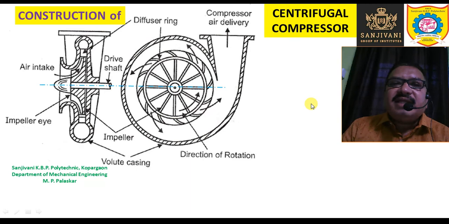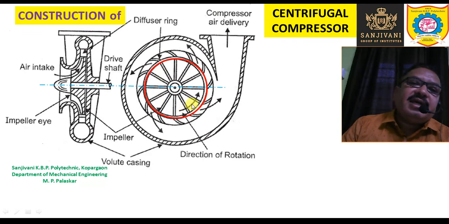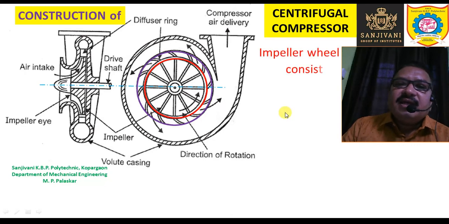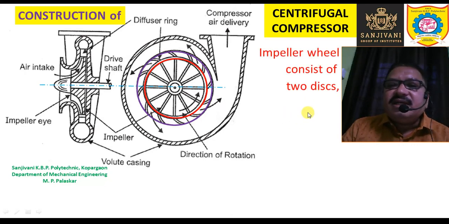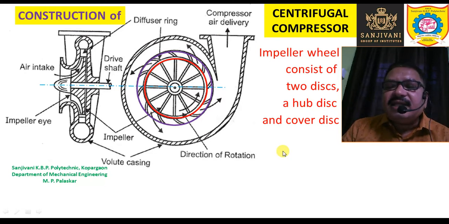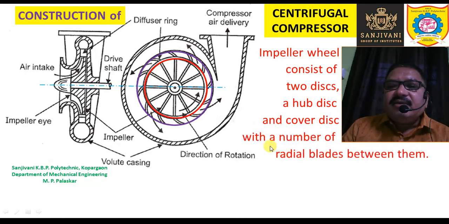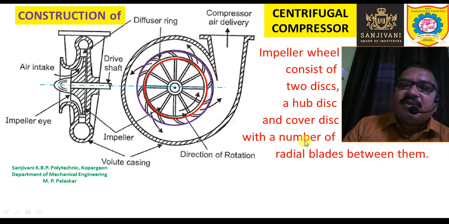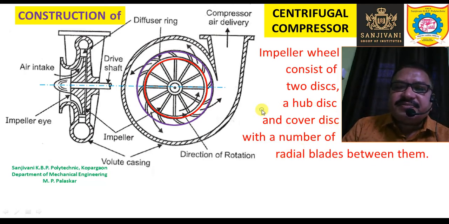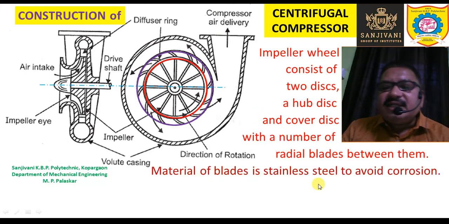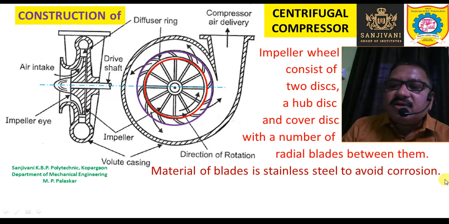So let us revise the construction of the centrifugal compressor. This is nothing but the impeller of the centrifugal compressor. This is the diffuser of the centrifugal compressor. So the impeller wheel consists of two discs. One is the hub disc and the other is the cover disc, and there are a number of radial blades between these two discs. Actually these blades are mounted on the hub disc, and the cover disc will cover those vanes. The material of the blades is stainless steel, so as to avoid corrosion of the blades.